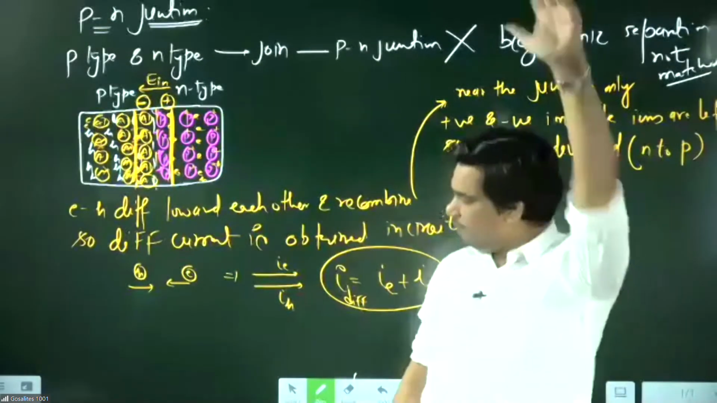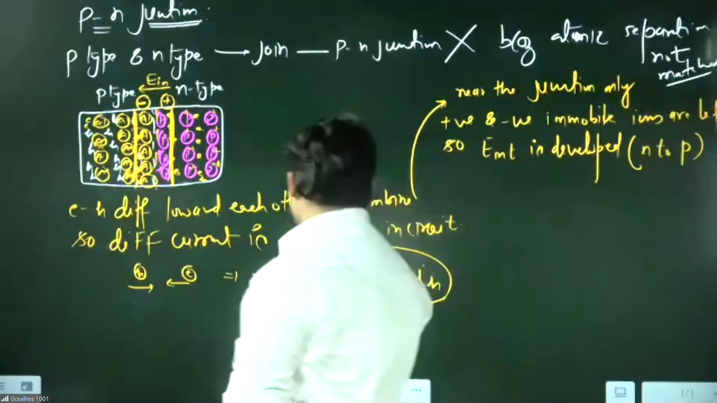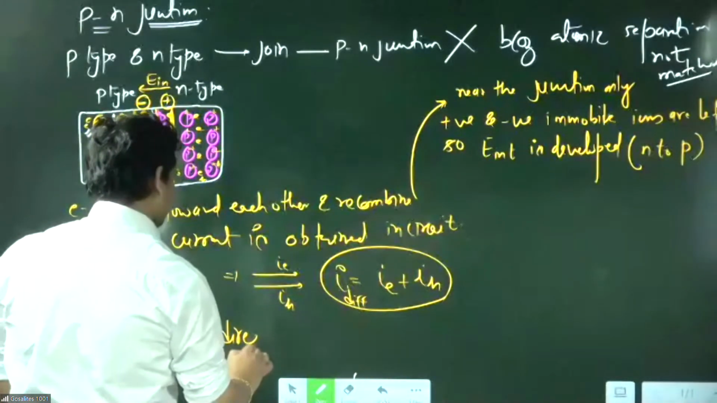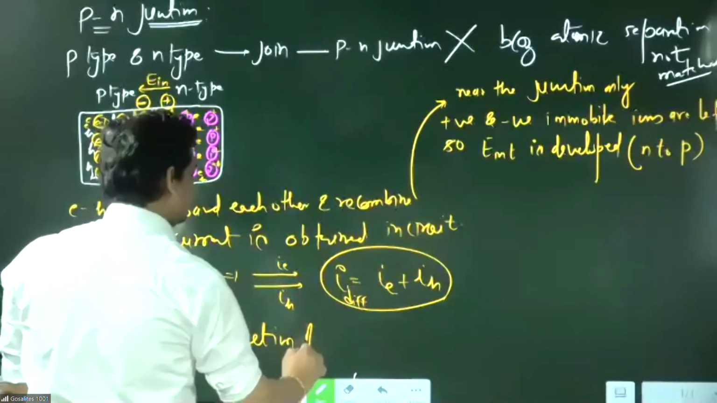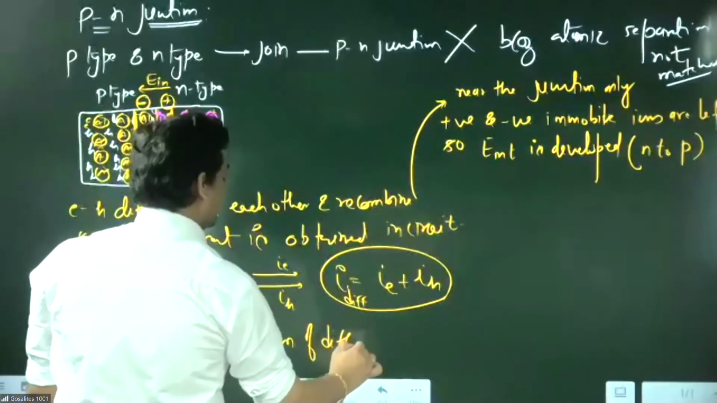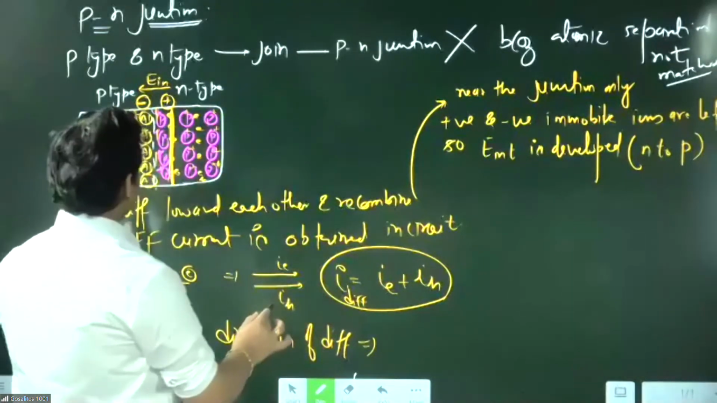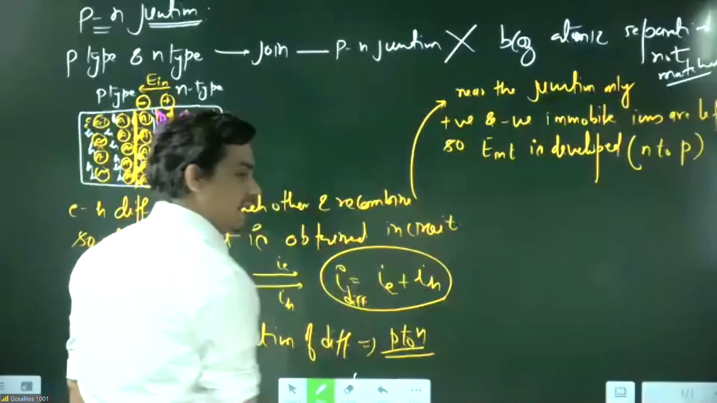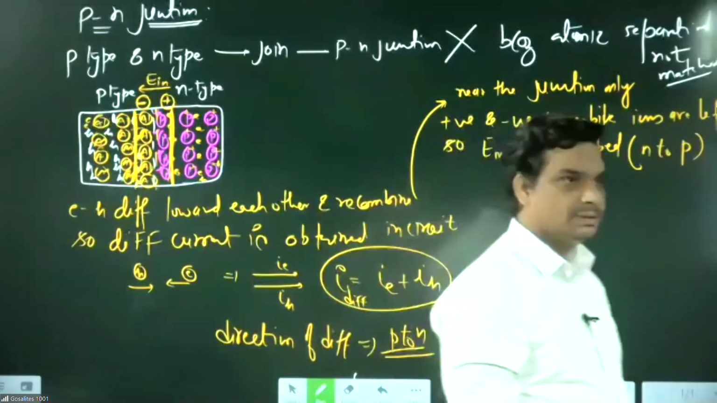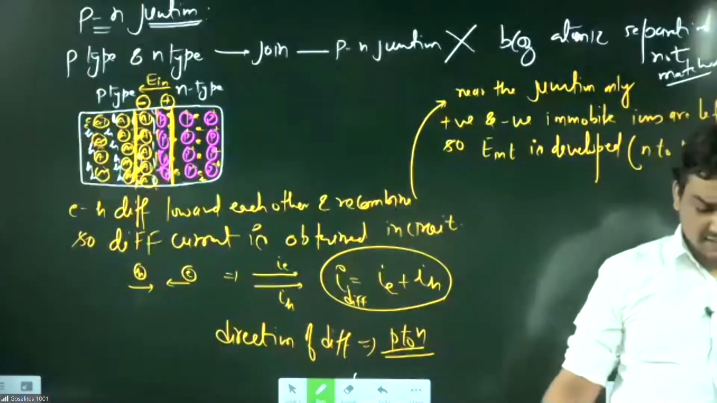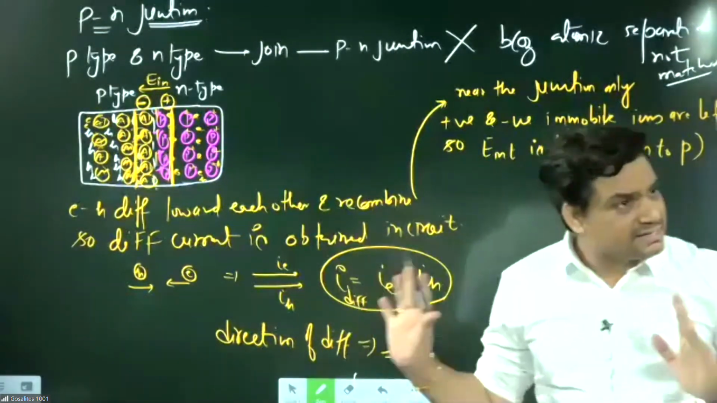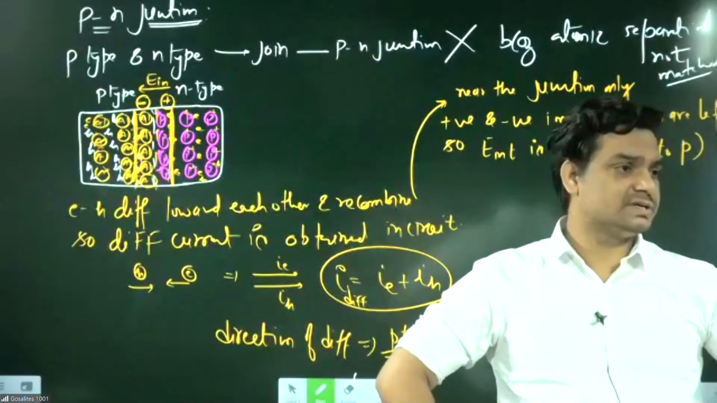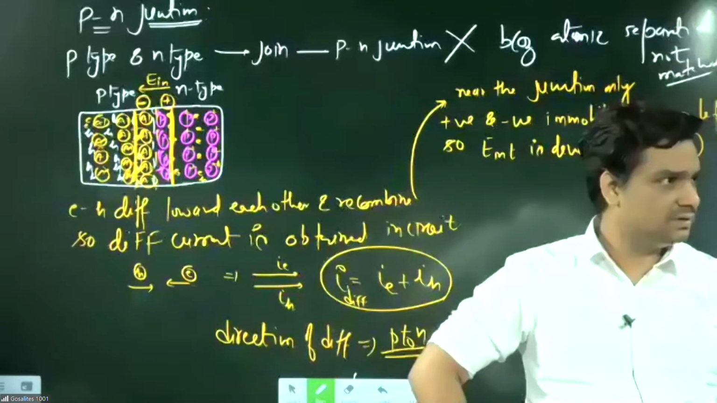Now, if they ask what is the direction of the diffusion current, you can easily say it is from P to N. The direction of diffusion current is P to N. Are you getting this? Yes. Okay.